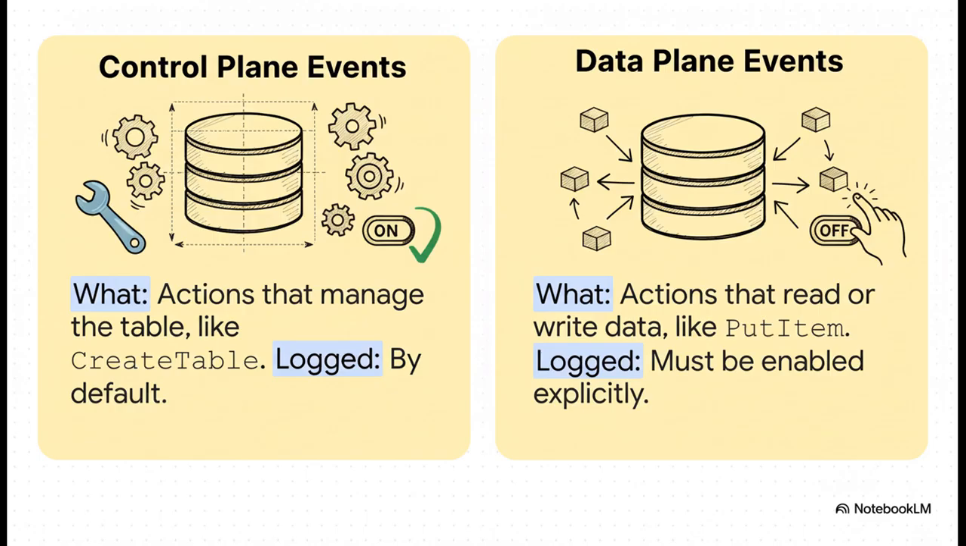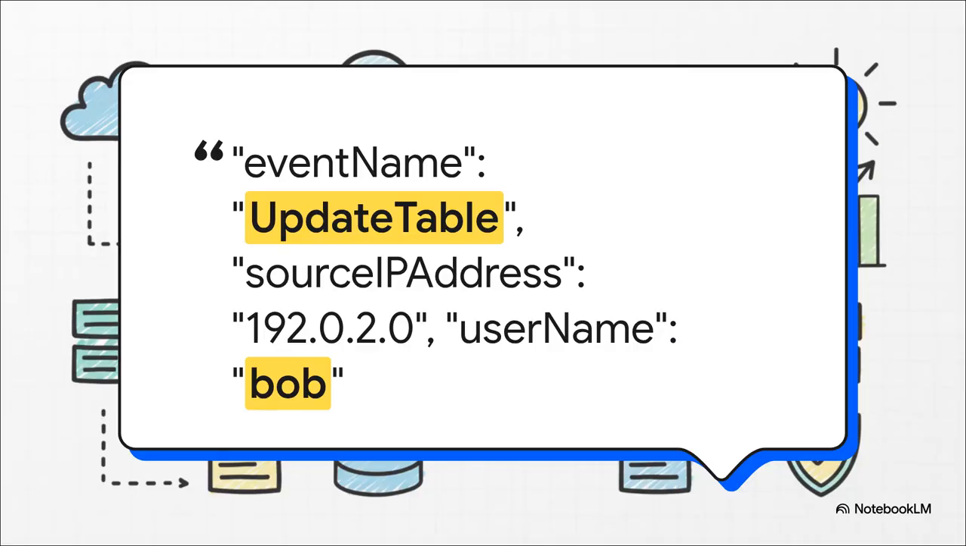Then you have data plane events. These are the actual reads and writes to your items. And here's the catch. You have to remember to turn on logging for these yourself. And a single log entry like this gives you a complete audit trail. It answers the most important questions for security, for debugging, who did what and when. Right here, we can see that user Bob, from the specific IP address, updated the table. For tracking down weird issues, this kind of detail is pure gold.